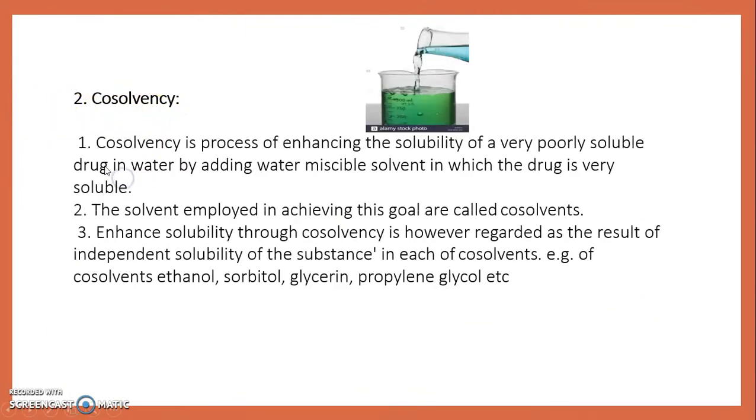Cosolvency is the process of enhancing the solubility of a very poorly soluble drug in water by adding a water-miscible solvent in which the drug is very soluble. The solvents employed in achieving this goal are called co-solvents. The enhanced solubility through cosolvency is regarded as the result of the independent solubility of the substance in each co-solvent. Examples of co-solvents are ethanol, sorbitol, glycerine, propylene glycol, etc.